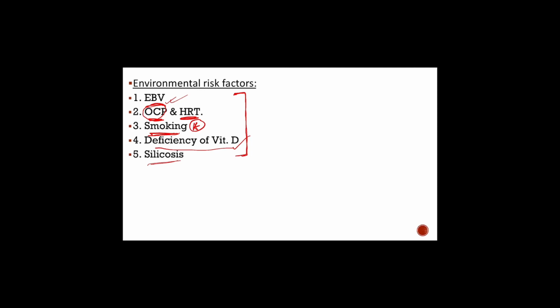Okay, HRT means hormone replacement therapy. So just see that genetic plus environmental risk factors will cause immune dysregulation. Immune dysregulation means the innate immune system is activated. Okay, and I can clearly say that the immune system is activated. It means increased apoptosis with decreased clearance of apoptotic cells. Okay.